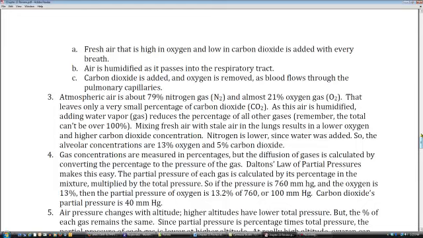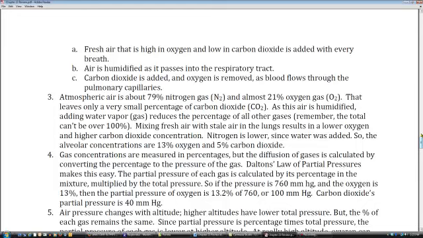But remember that as you inhale this air, you're humidifying it. That is, you're adding water vapor, which is a gas. And of course, the percentage of all the gases together can't go higher than 100%. So the more water vapor you add, the lower the percentage of all the other gases.